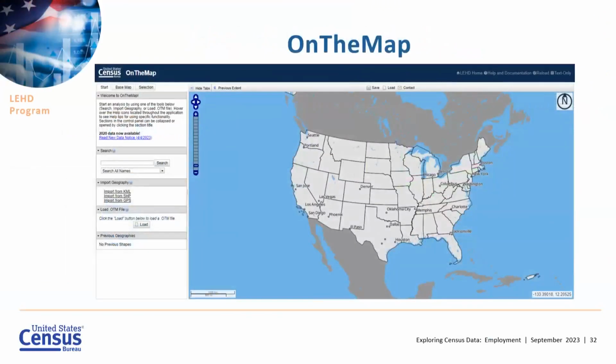Okay, so moving on is our On the Map. On the Map is a robust data tool that allows users to analyze workforce characteristics all the way down to a census block. The tool allows analysts to look at workforce composition by industry and demographic characteristics, along with worker inflow and outflow and commuting patterns. This is the only data set within the LEHD suite of data tools that includes federal employees.